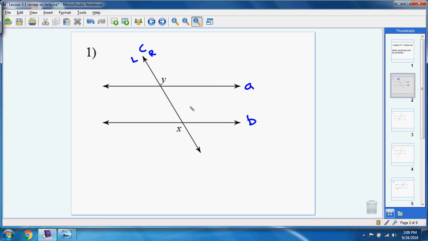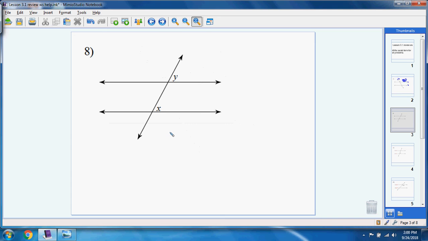And that word again is alternate. So our reasoning that these are congruent angles is that they are alternate exterior angles. And alternate exterior angles are congruent. So again, I am labeling the vocab term to tell why they are congruent. All right, let's try another one.